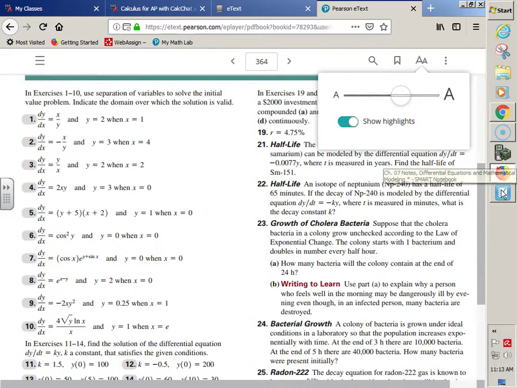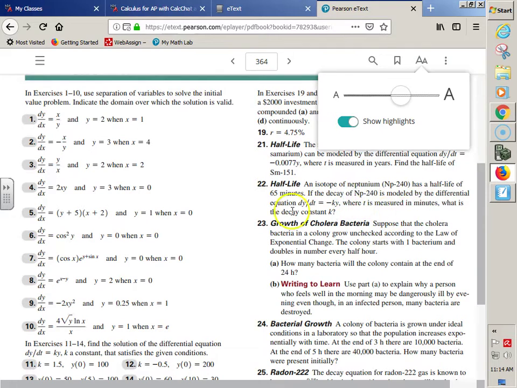Oh, super similar to what we just did. They said isotope of Neptunium. How do you say that? Neptune, but with an eum? Neptunium? Anyway, it has a half-life of 65 minutes. Much different than 1599 years.